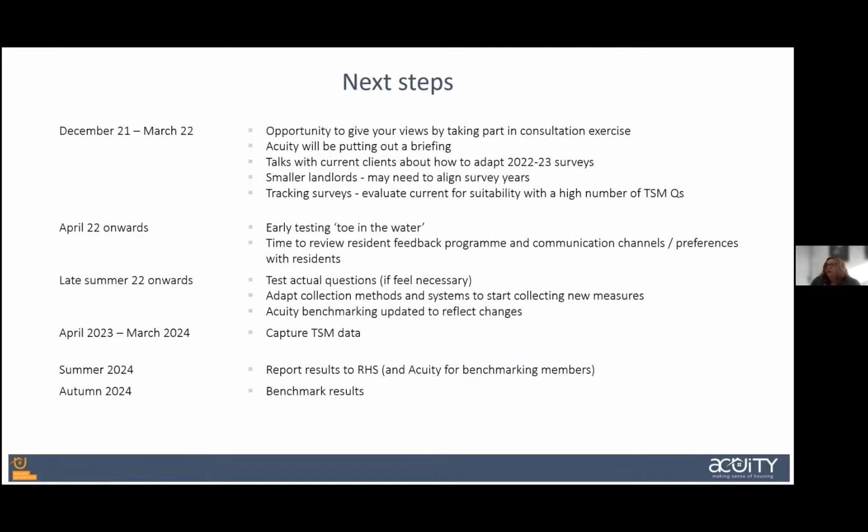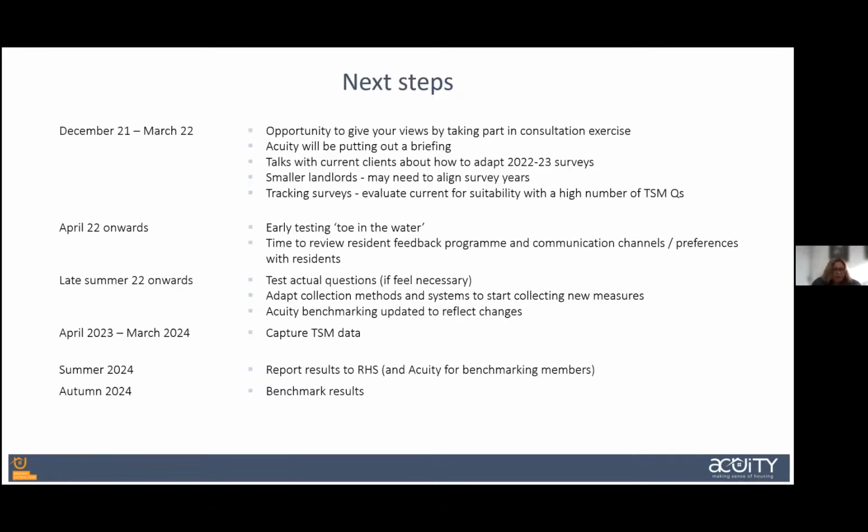So you've got an opportunity to take part in the consultation. We will be putting out a briefing paper, and we do want to have conversations before we submit that. I'll also be talking to clients and those that do benchmarking, particularly about our current satisfaction clients, in terms of whether it's worth piloting some of those metrics, even although they're draft. We've been doing that anyway. I suspect we'll be moving those along.